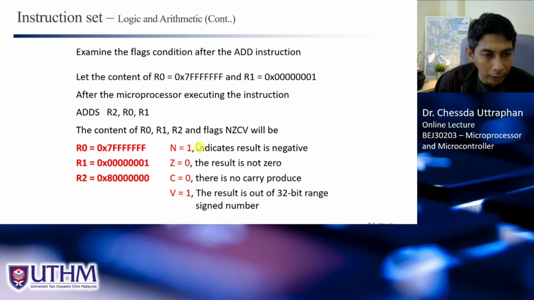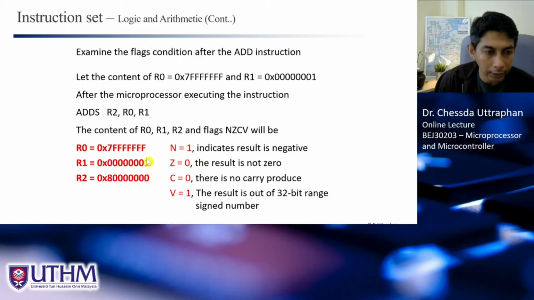So N definitely equals 1, because to check N, look at the MSB. This 8 is 1000, which means that MSB is 1. So N is equal to 1, which indicates that the result is negative. This is a negative number in computer. Z is equal to 0 because the result is not 0. If the result here were all 0, we would have Z equal to 1. But in this case, this is not 0, so Z equals 0.